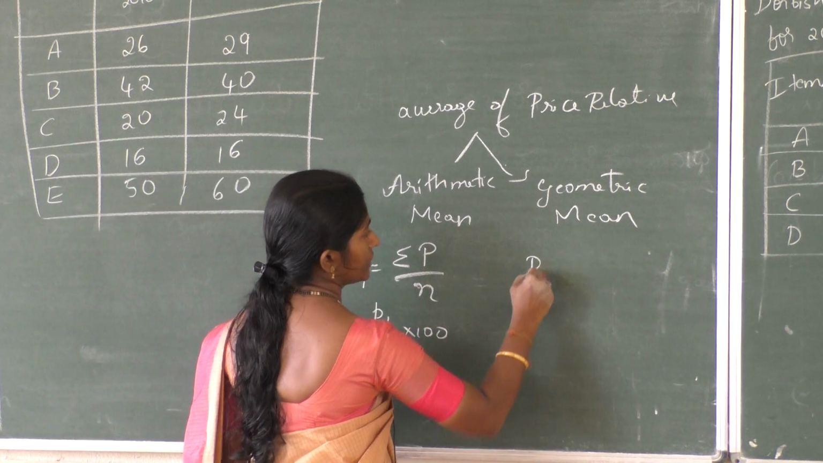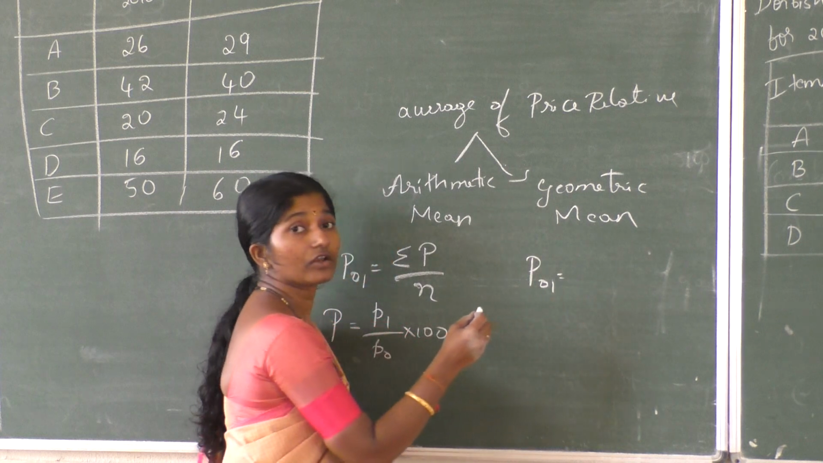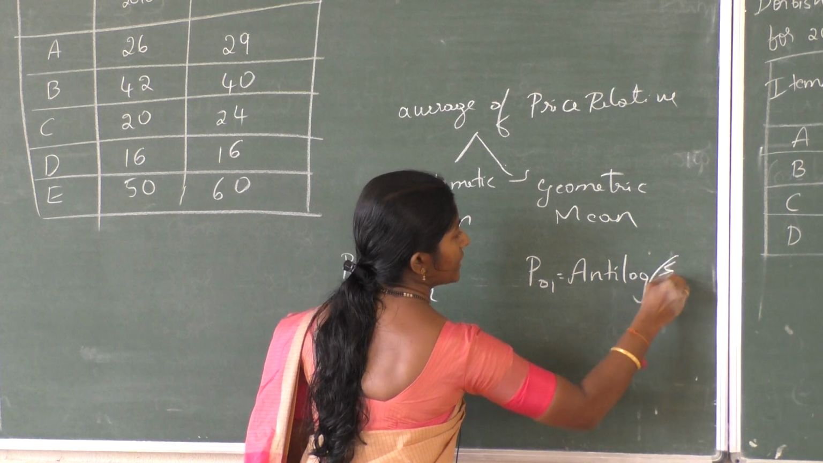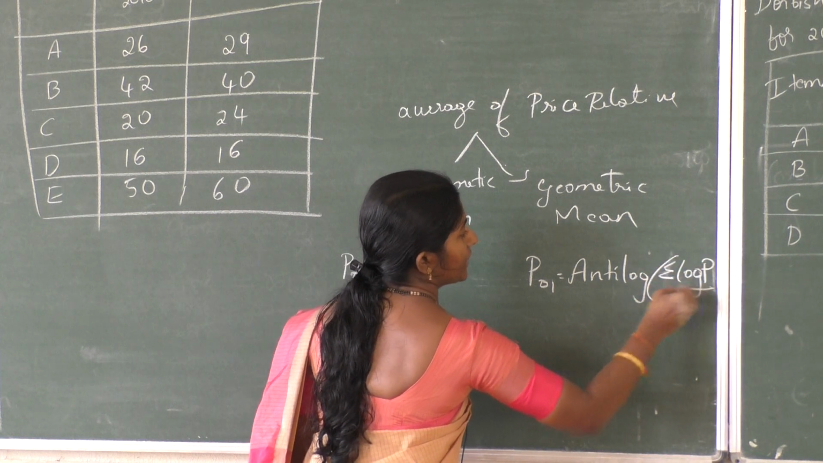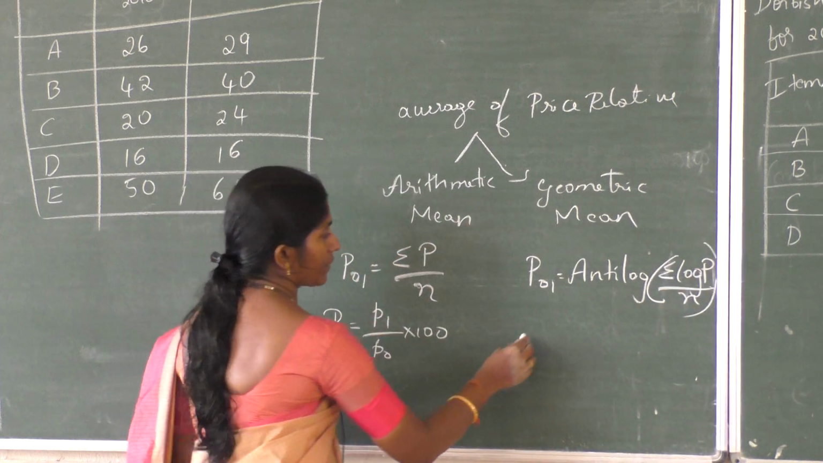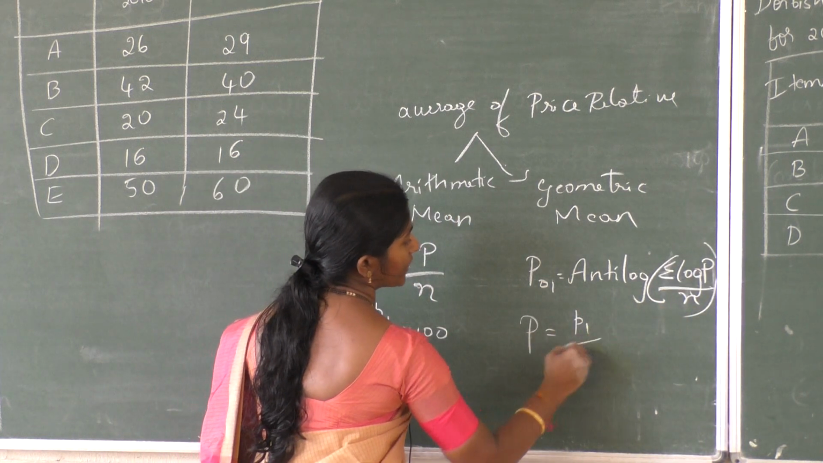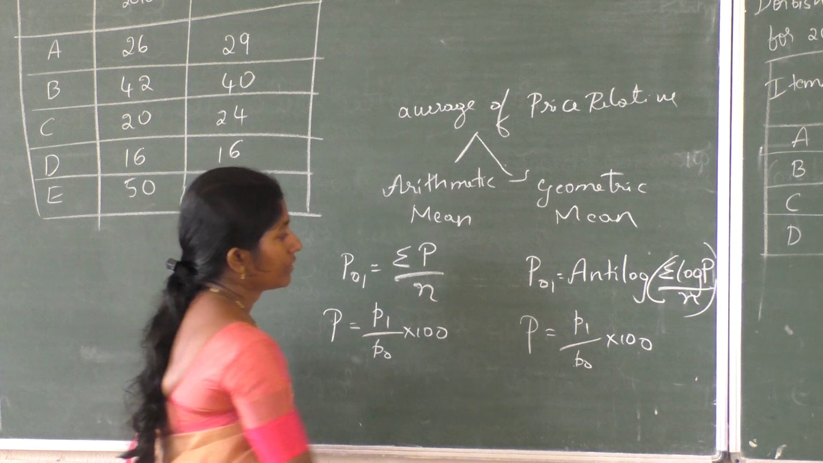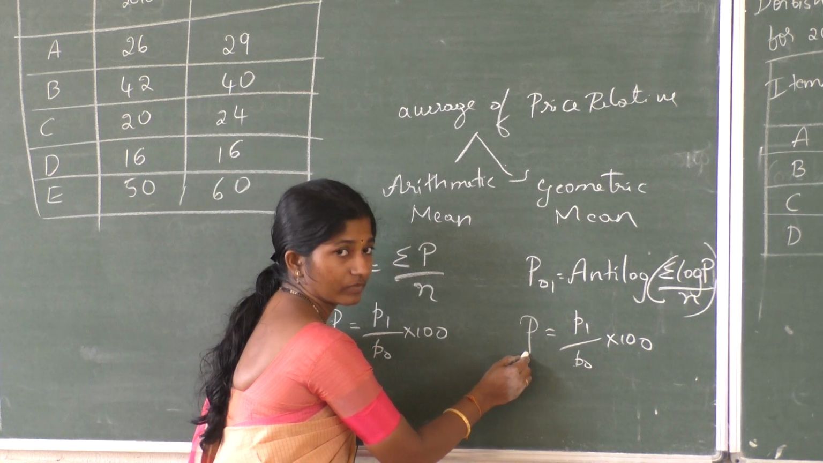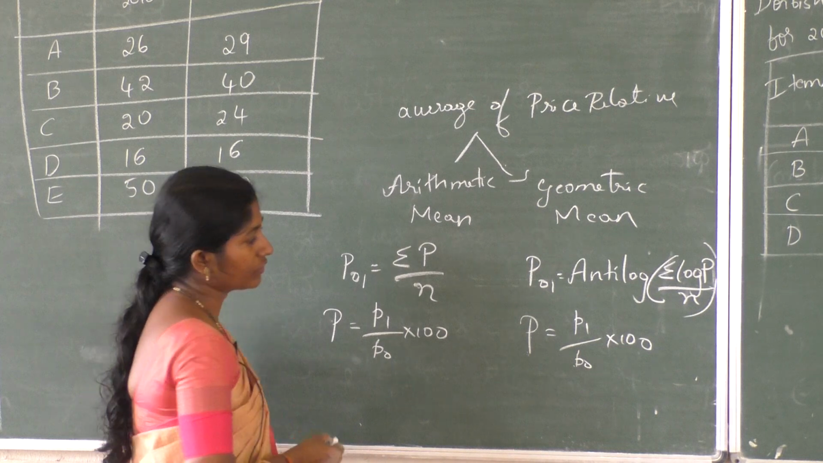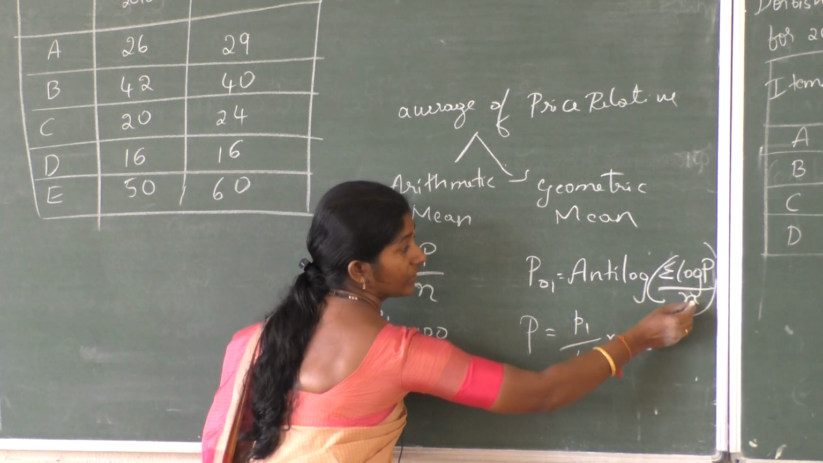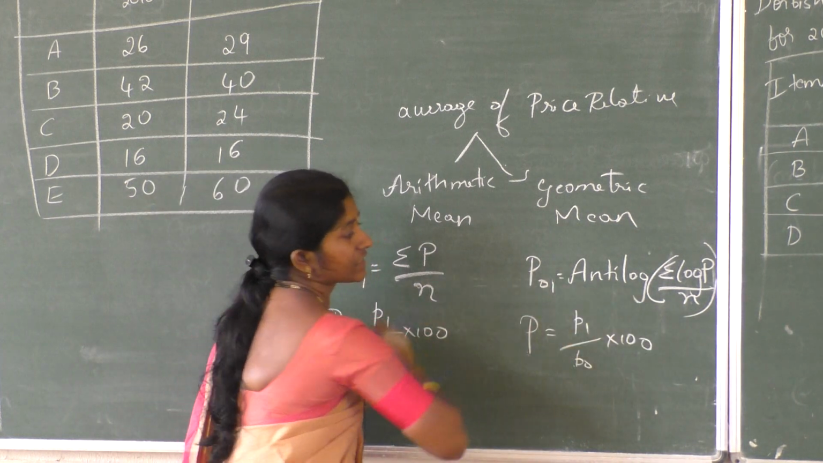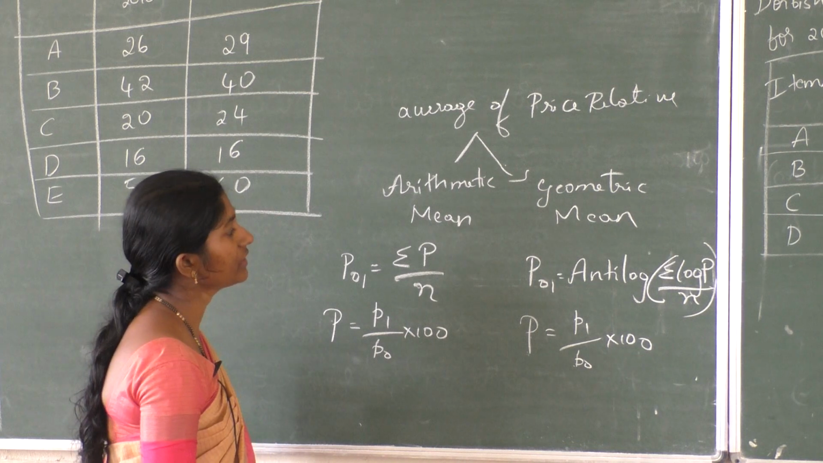Here for the geometric mean, we have to calculate the log and also find the anti-log: anti-log of summation log capital P divided by small n. What is the capital P? Again it is the price relative formula, P1 by P0 into 100. First we find the price relative, then its log value, add all these values, and divide by n, the number of items. That gives the answer. Next we have to find the anti-log.